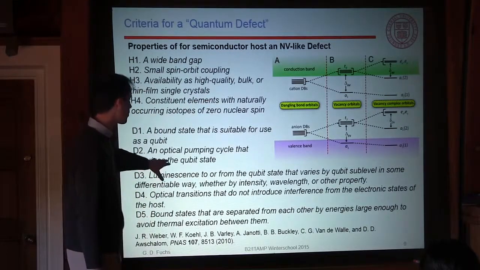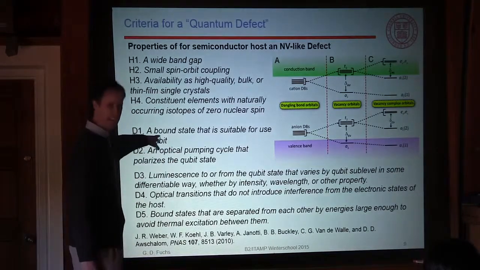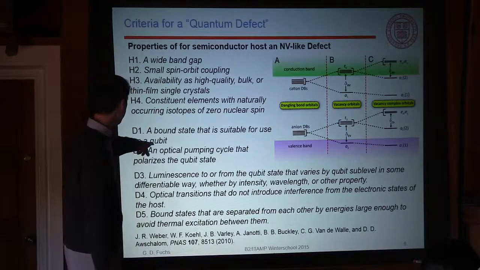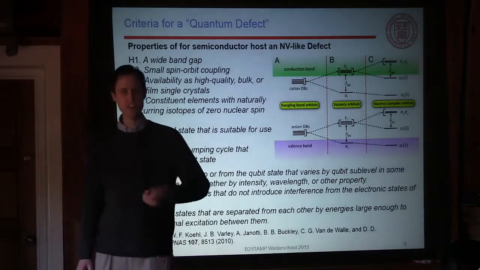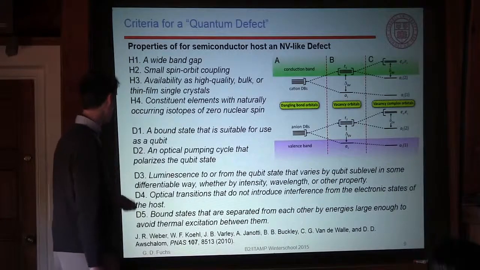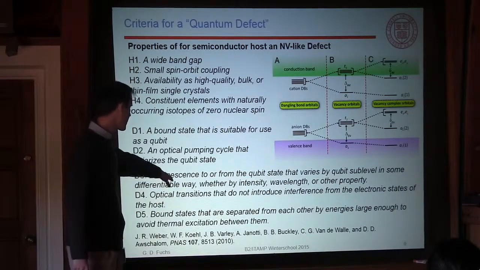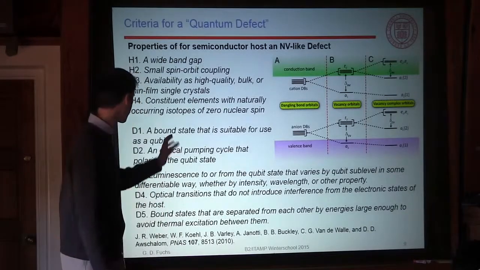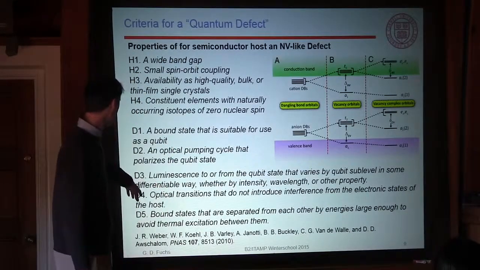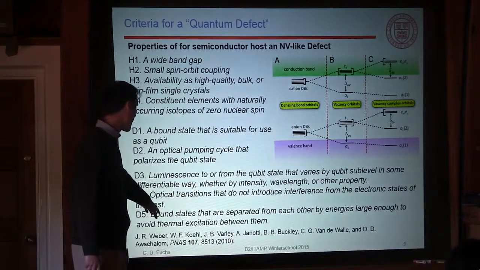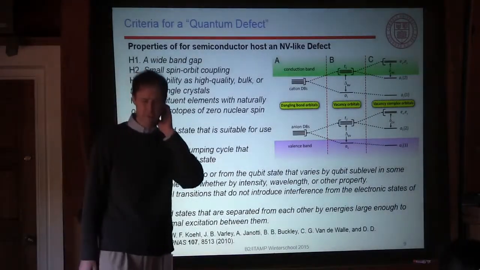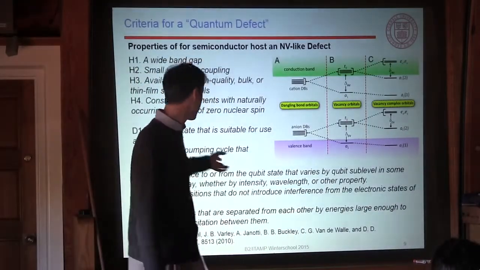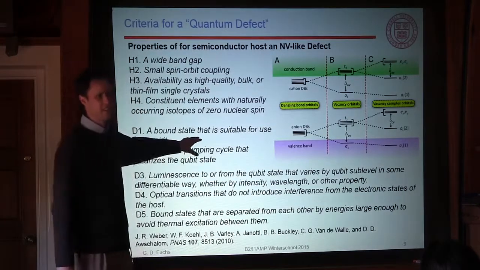Okay, so what do you need to actually have a qubit out of a defect like this? First of all, you need a bound state, like an NV center. You need something that's tightly bound, and it has to have some state that's useful as a qubit, probably a spin. You want an optical pumping cycle that can do what an NV center does, which is polarize the spin and hopefully read it out as well. So the third one is some way of reading out the spin state. Luminescence is the obvious way, but maybe there are other ways, maybe some polarization selection rule. And then, of course, you need bound states that are distinguishable to avoid thermal excitation between them. It's actually a relatively straightforward list of things, and that's the reason why these are pretty easily achievable, and why I think we'll see more of these in the future.